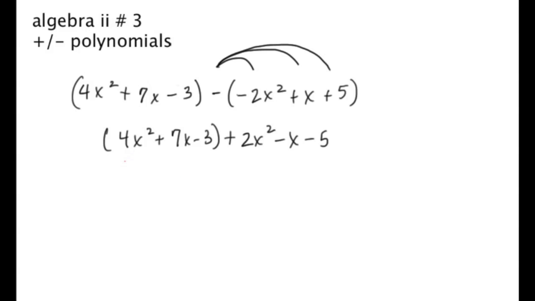So now we just group like terms. The x squared terms combine to be 6x squared, right? And the x term, 7 minus 1x, would be positive 6x, and minus 3 minus 5 would be minus 8, like so. And there we have it. That is how you add and subtract polynomials.